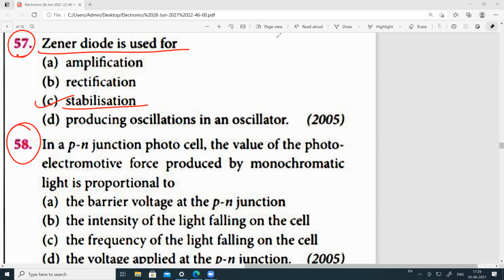So in a photocell, the photoelectromotive force is a force that stimulates the emission of the electric current, and photovoltaic action creates a potential difference between 2 points, and the electric current depends on the intensity of the incident light. Therefore, for 58th one, B one is the right answer.